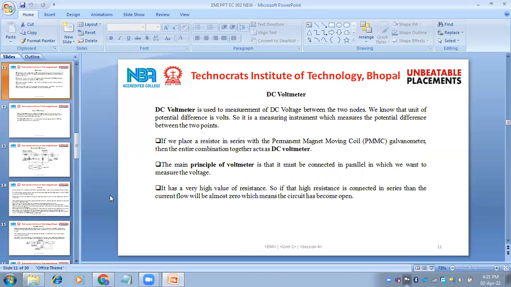In the next class, we will discuss the working principle of DC voltmeter.